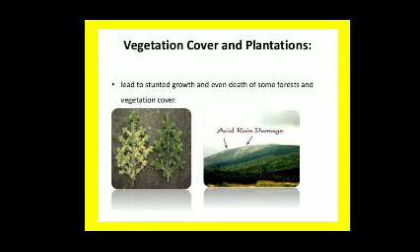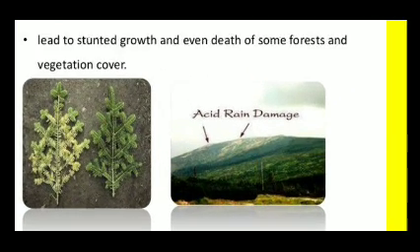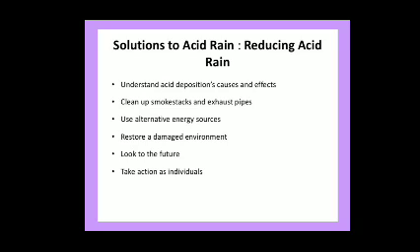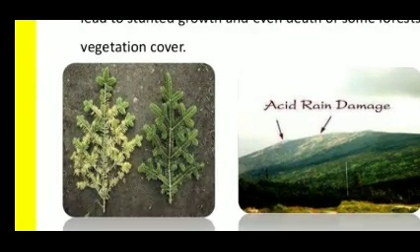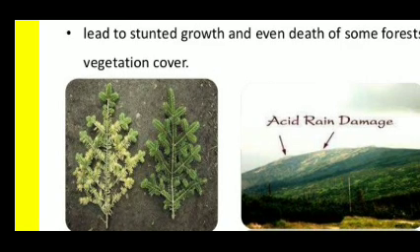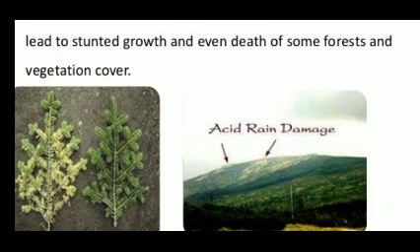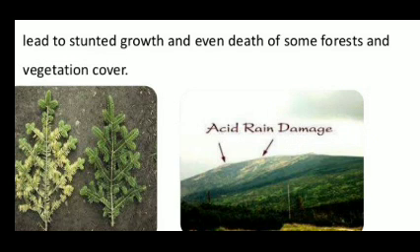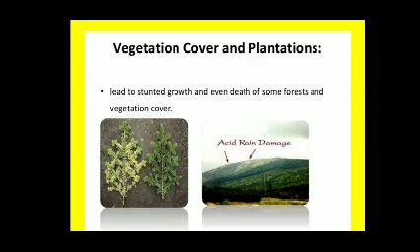Vegetation cover and plantation leads to stunted growth and even death of some forests and vegetation cover. See this? When acid rain impacts the plant, acid rain damages the plants.